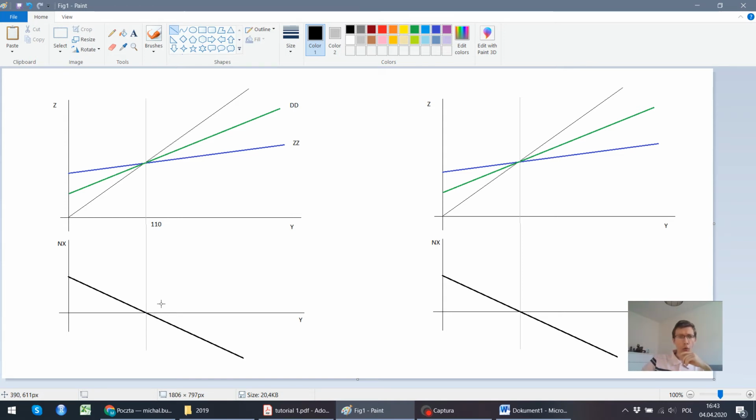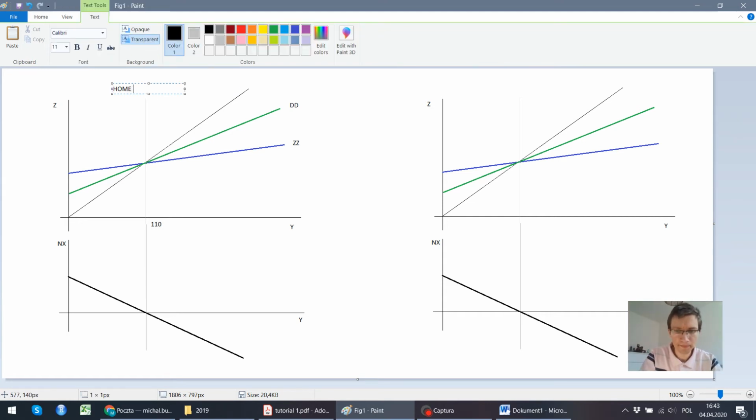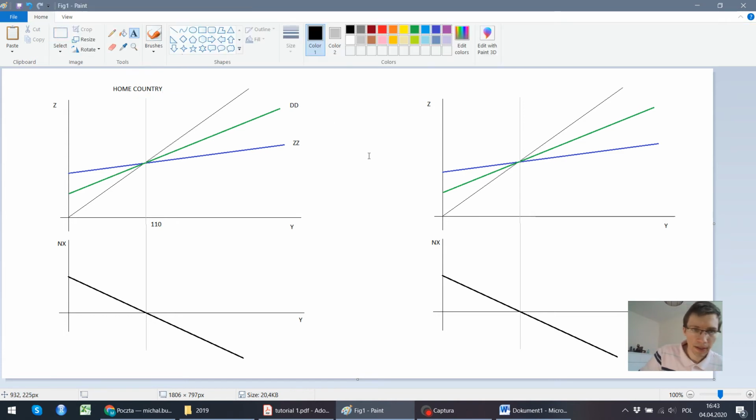So now the question is, what happens after the home country increases governmental expenditures? All right. So one important note here is that, of course, we are focusing on the home country here, so that there is no confusion. By the way, you can do the same thing, the same graphical analysis for the foreign country, when the only thing that's changing in the foreign country is the value of exports. Okay, this I leave for you. Now let's focus on what is happening in the home country.